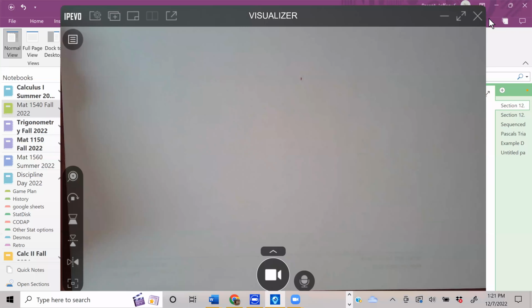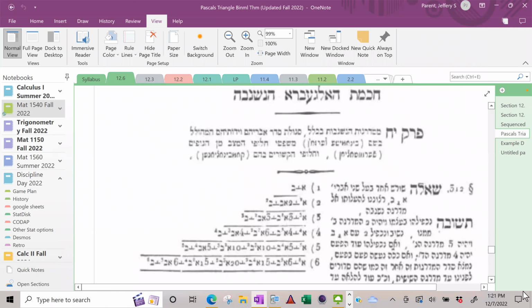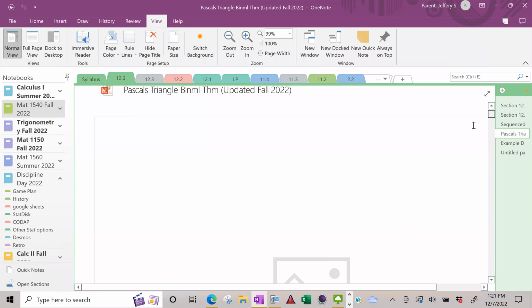I mentioned earlier that there are some really cool things you can do with Pascal's triangle. Some really cool properties. So let's go over some of those just to show you the tip of the iceberg of just how amazing Pascal's triangle really is. So first things first, it was named after Blaise Pascal, who was a French mathematician who lived in the 1600s.